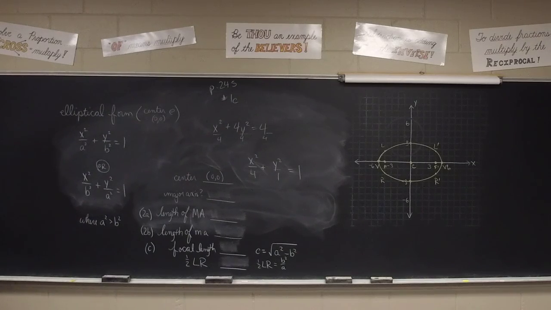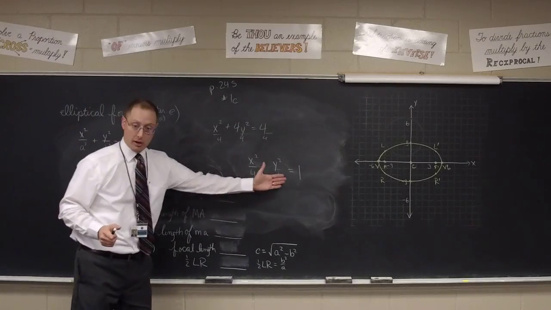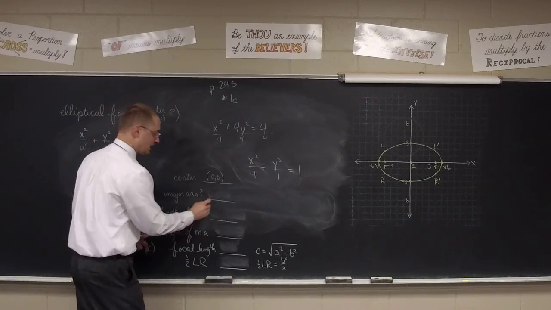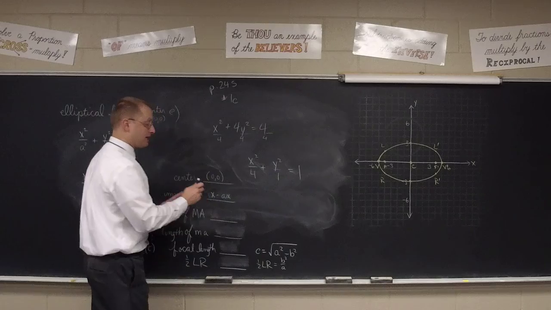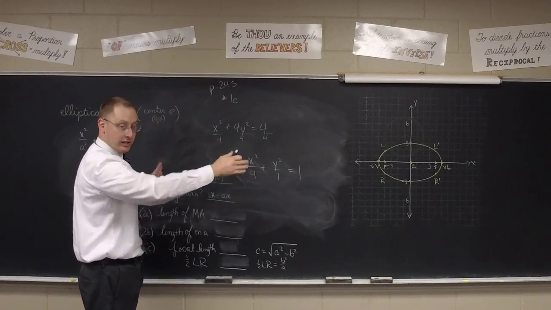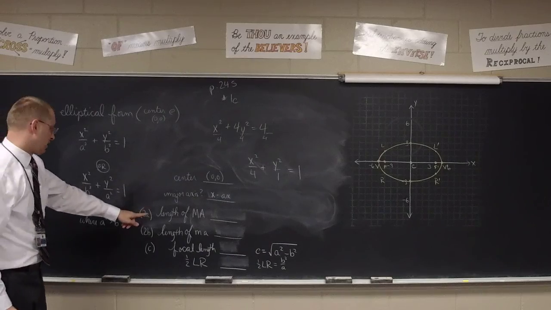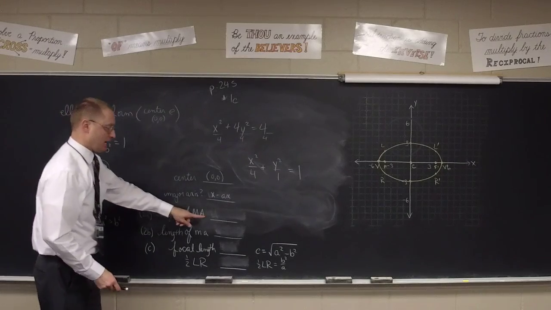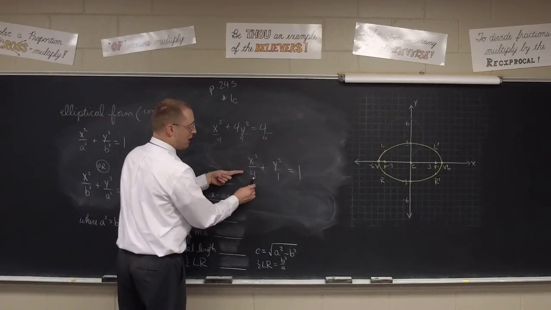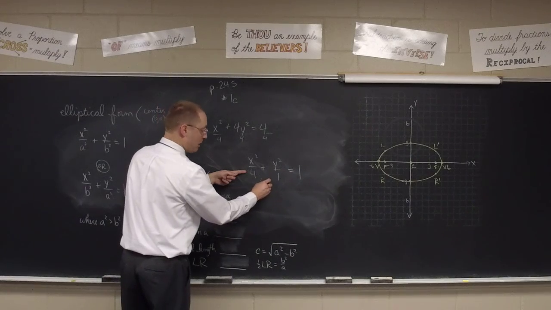Which axis is major here, class? X. The x, whichever one has the bigger number underneath it. The bigger number's under the x, so the x-axis is major. So again, this ellipse is going to be wider than it is tall. The major axis's length hinges upon the denominator that we were just referencing. But again, this is a squared.